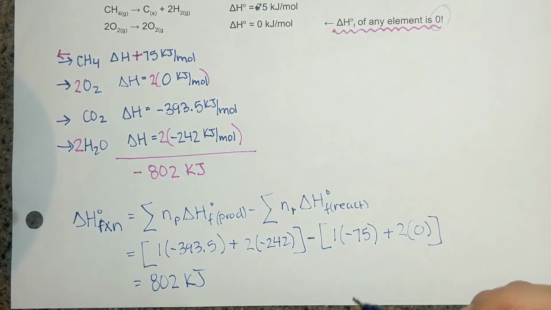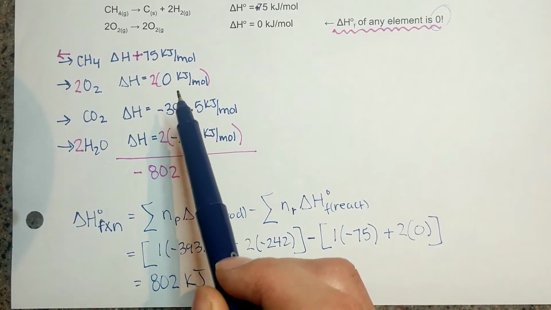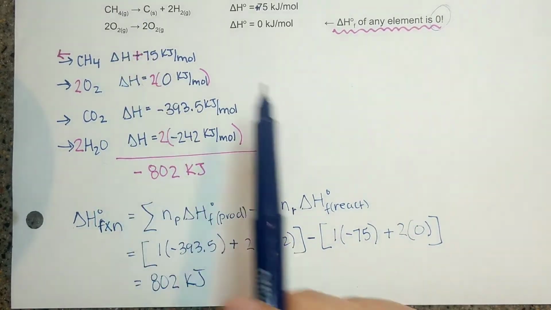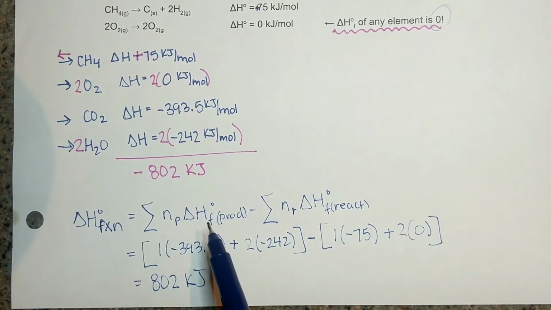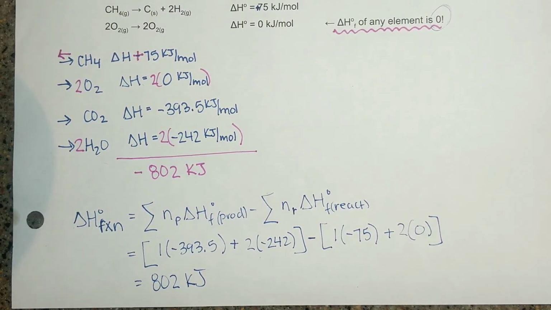kilojoules. So it really doesn't matter if you go about it this way, which is just like how we were doing things in Hess's law problems, or if you use our enthalpy change of reaction formula and add and subtract and find the difference between them. You're going to get the same answer. It's just preference on how you go about doing it.